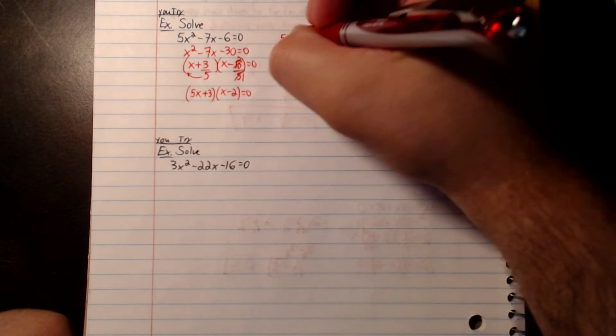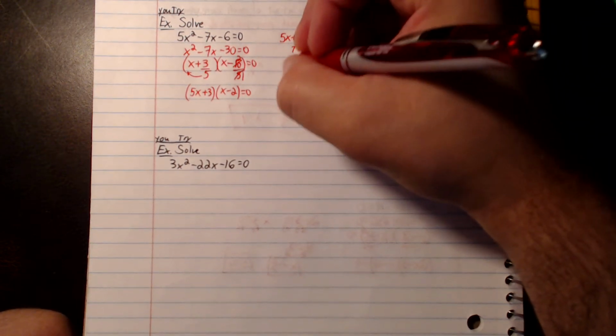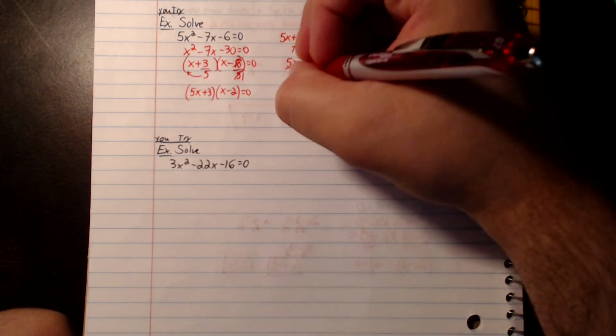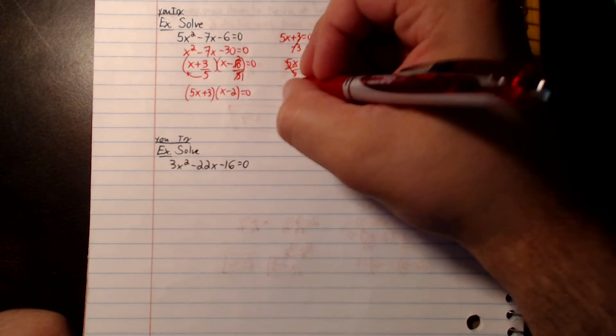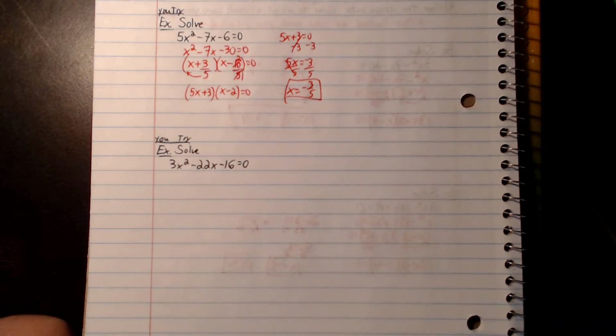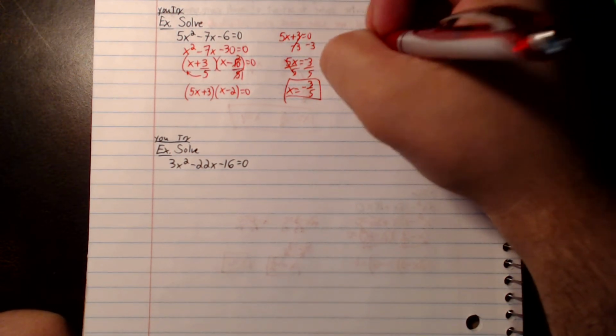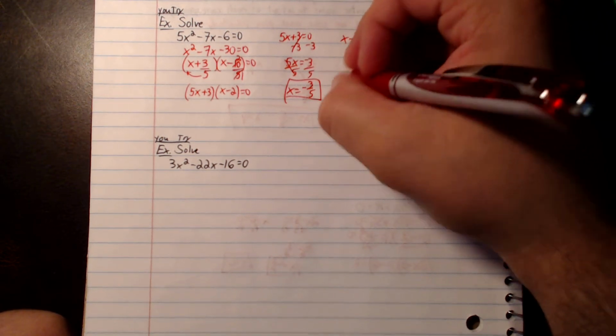Now we're going to take each piece, set it equal to 0, and solve. You should be getting -3/5 for one of them, and for the other you should be getting +2.